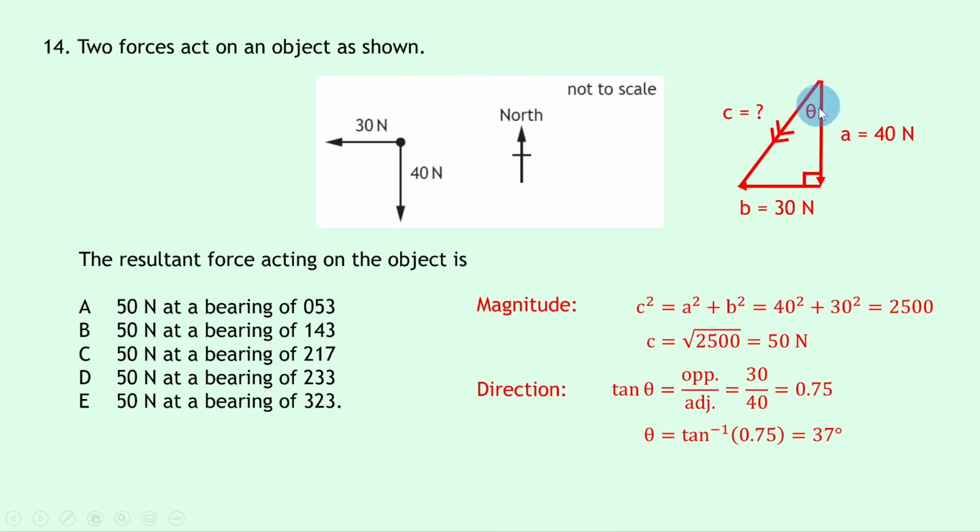And in order to get this bearing, remember we define bearings with respect to north, so this would be north up here. And in order to get the bearing, we need to define it from north all the way round to the resultant vector. So that's going to be 180 round to here, and then the further 37 degrees. So our bearing is going to be 180 plus 37. So we could say that our resultant force is equal to 50 newtons at 217. So that is going to be the answer C.